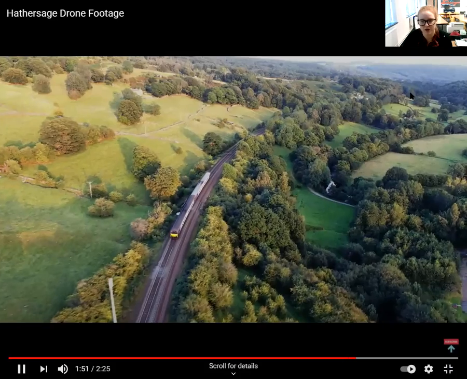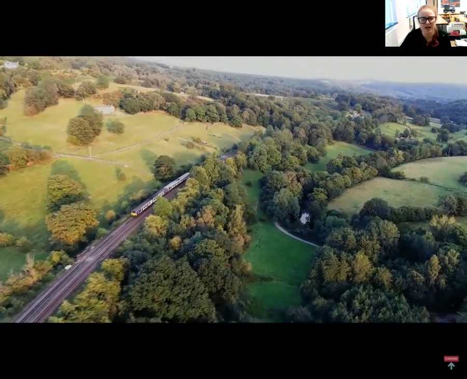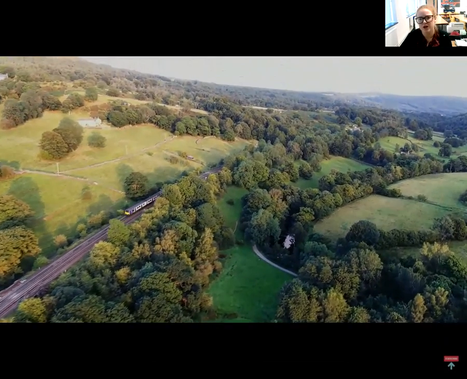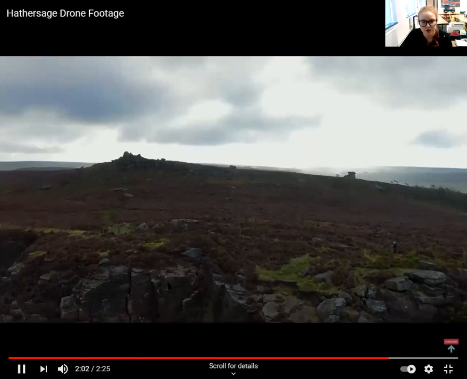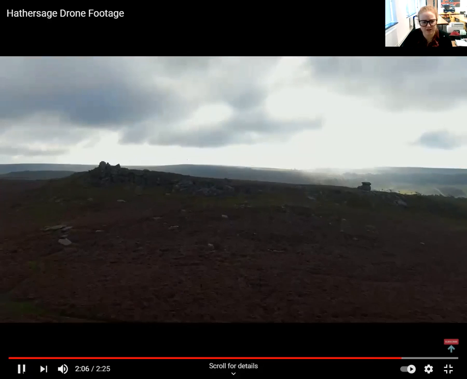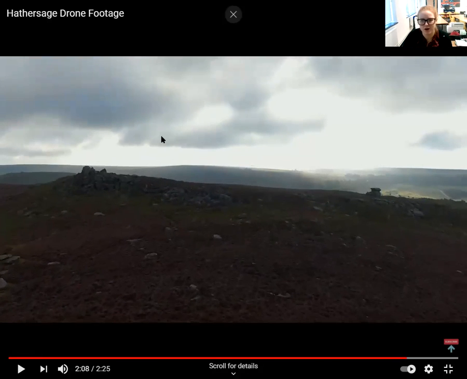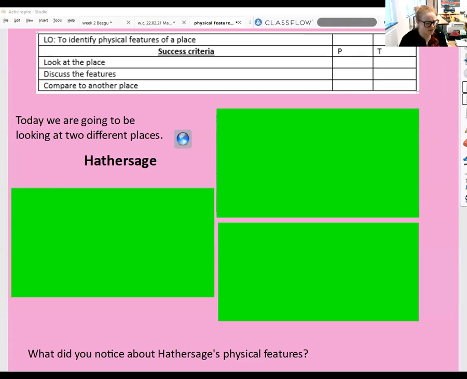What else have we got going on? Wow, how green is it? You see all the green areas. So it's so green. You see trees and grass, hills. Oh, and there's that cliff again up there. There's the cliff again. Super steep, wouldn't be able to walk down that. No, I wouldn't like to walk off the end of it. Fantastic, Year One. Okay, so in that video we saw lots of different physical features around Hathersage.